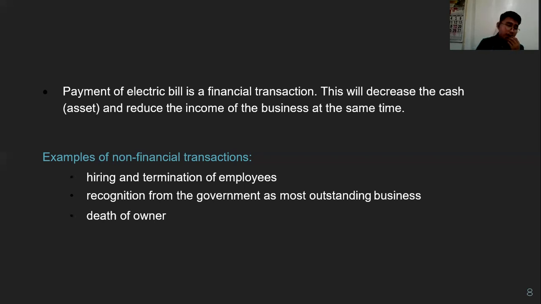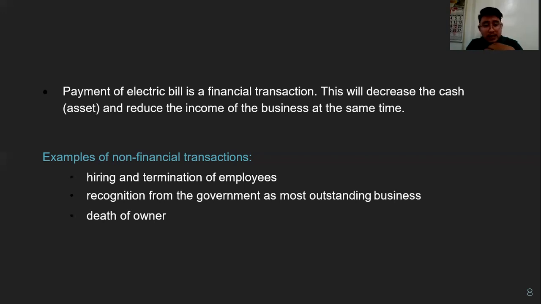So also we have an example of non-financial transaction. So kapag non-financial transaction naman siya, hindi naman to needed ilagay sa balance sheet or hindi naman siya kailangan lagyan ng accounts title because walang nilagay na amount for the transaction. Okay? Example nito is hiring and termination of employees. So there's no complete details about the hiring and termination of employees.